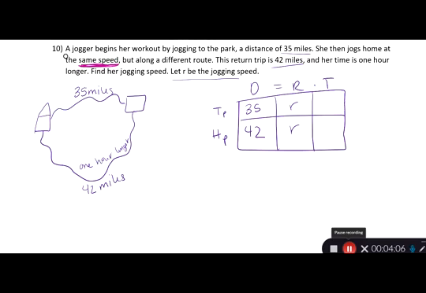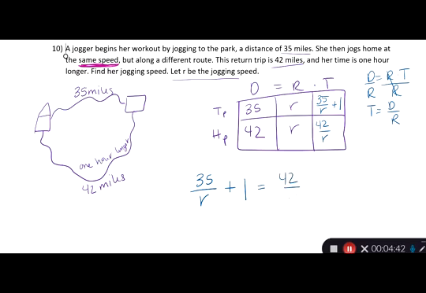Okay, so the actual time would be 35 over R, right? Because distance equals rate times time. So if we solve for time, we divide by the rate. Time equals distance over the rate. So 35 over R and 42 over R. And then what we're saying is that this whole time needs 1 more added to it. That will make these two equal. 35 over R plus 1 equals 42 over R, lowercase r.